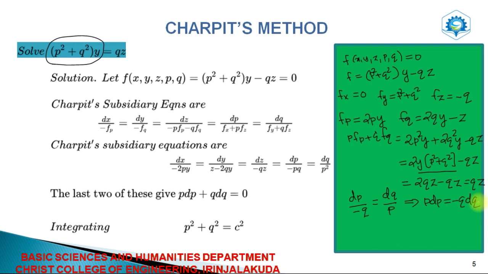On integration, what we get? On integration we have p dp plus q dq. We get exactly p square by 2 plus q square by 2 equal to a constant, which can be written as c square by 2. So we can cancel all these 2s from the denominator, and we will get simply p square plus q square equal to c square. So this is our first solution, and this solution involves p and q. So we will use this for finding equations for p and q.